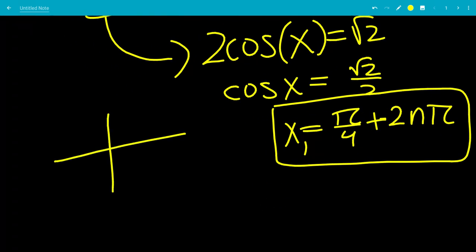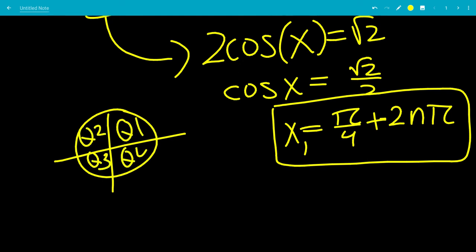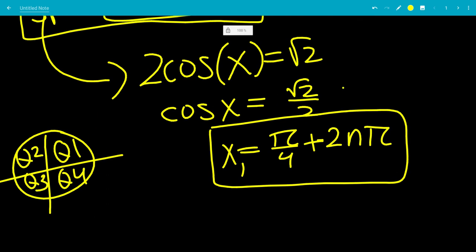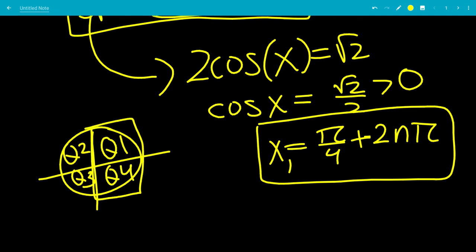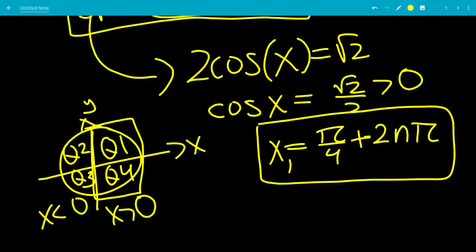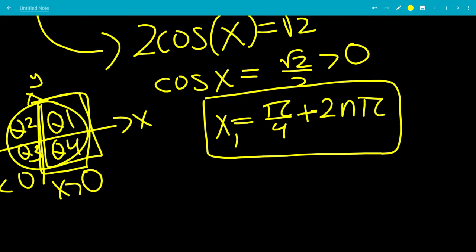So let's look at the graph of the circle. So this will be quadrant 1, quadrant 2, quadrant 3, quadrant 4. And cosine x equals square root of 2 over 2. That is obviously positive, but cosine of something is positive when x is in the first quadrant or the fourth quadrant, because that's basically where x is positive. So x positive, if this is the x-axis, this is the y-axis. So this is x being negative. So we want the first quadrant and the fourth quadrant.